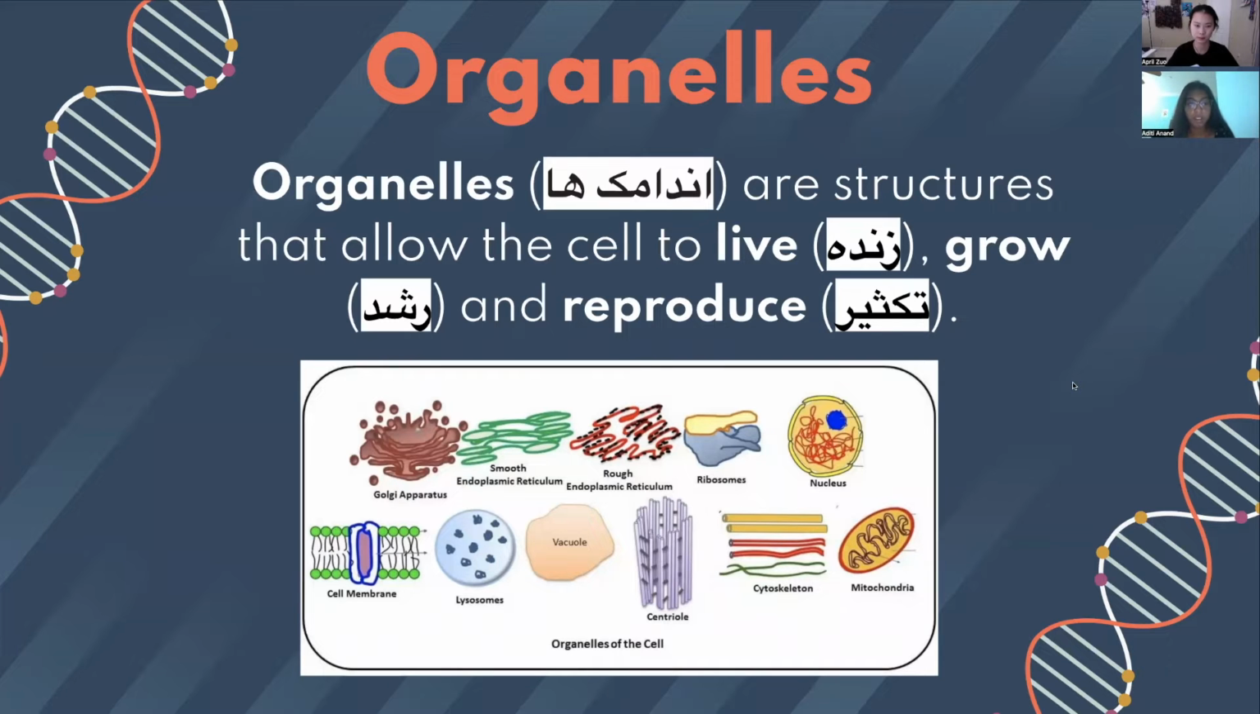So we talked about parts of the cell. In biology, we call the parts of the cell organelles. So as you can see, organelles are structures that allow the cell to live, grow, and reproduce. So reproduce means to multiply. Like April mentioned, all cells come from other cells. That's because cells reproduce or they multiply. So in the picture below, there are a lot of cell organelles that each have their own function and jobs in the cell, and we're going to start talking about that in this lesson.